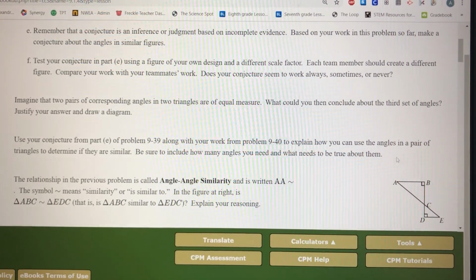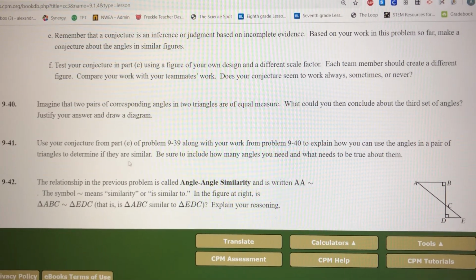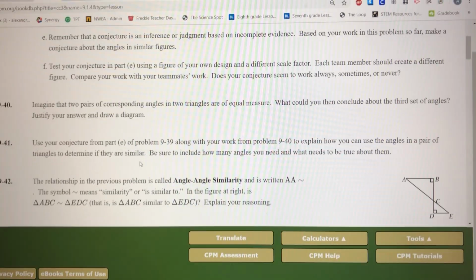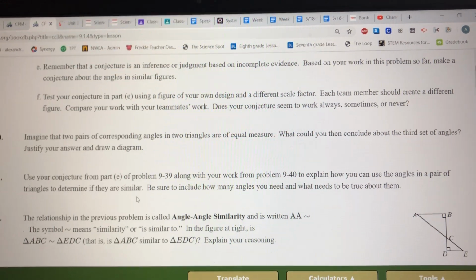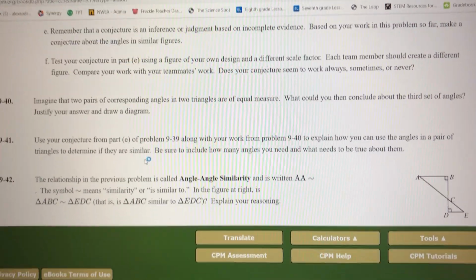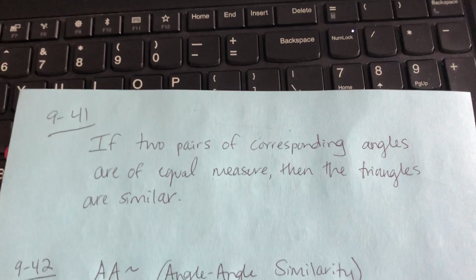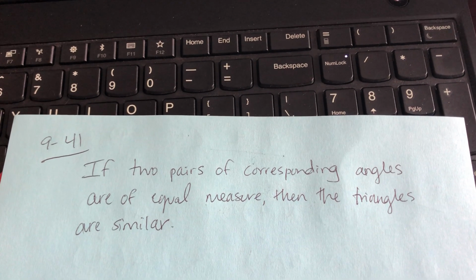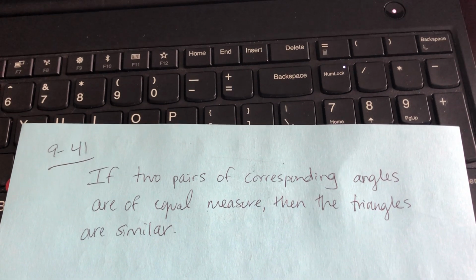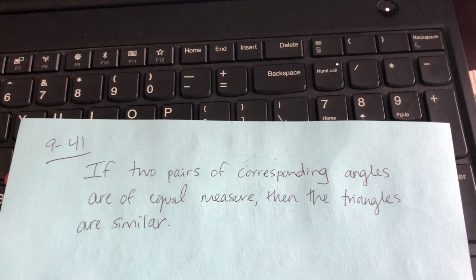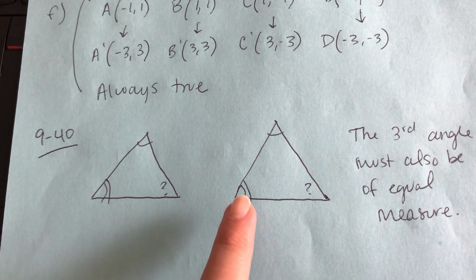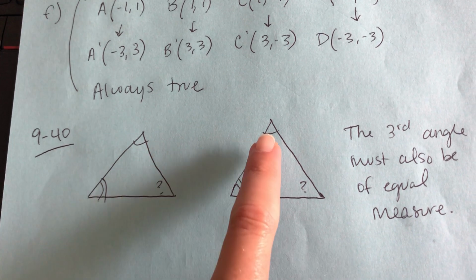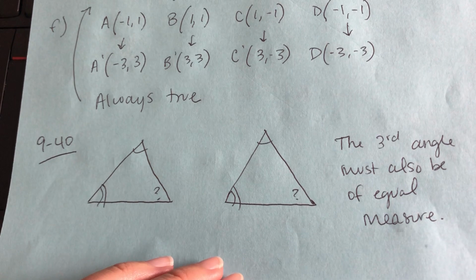For 9-41, use your conjecture from part E of 9-39 along with your work from 9-40 to explain how you can use the angles in a pair of triangles to determine if they're similar. Be sure to include how many angles you need and what needs to be true about them. So I wrote a conjecture about this, and I said if two pairs of corresponding angles are of equal measure, then the triangles are similar. And you can write that down. If two pairs of corresponding angles are of equal measure, the triangles are similar. Because you'll notice I have a pair here that's equal and a pair here that's equal. So that means that those are similar triangles.